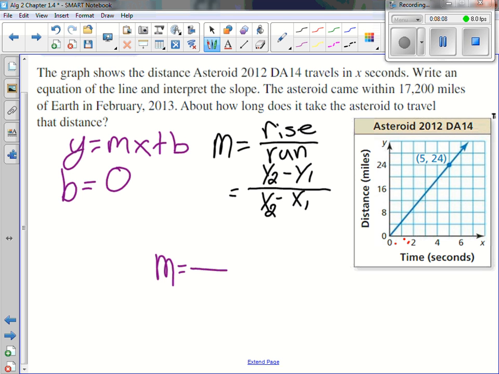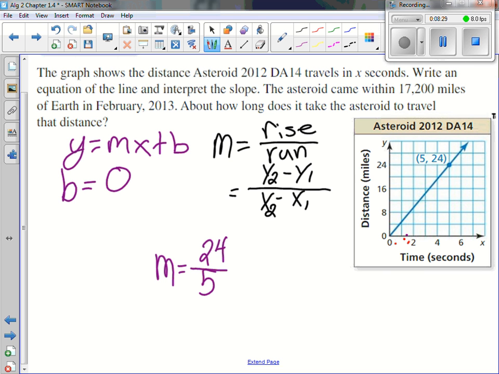So here's one of our points, yes? So how far do we go up? What is the rise? We go up. And that right there is our slope.